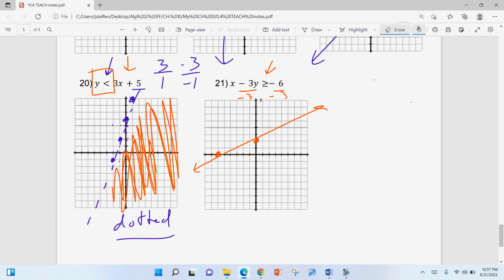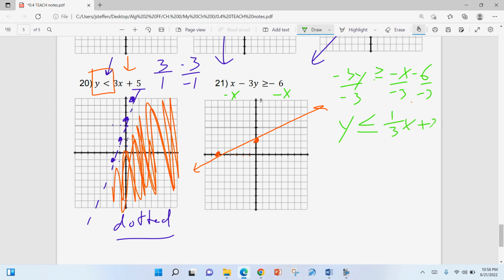And so I think it's just easier to go ahead and put this in slope-intercept form. I know it takes a little bit of time, but if you subtract x from both sides, you get -3y greater than or equal to -x minus 6. Divide everything by -3. But since we divide by a negative, you have to flip your sign. So we have y less than or equal to 1 over 3 x plus 2. So that is what we have with the slope. And now it's very clear to see y is less than or equal to, so we shade below that one.